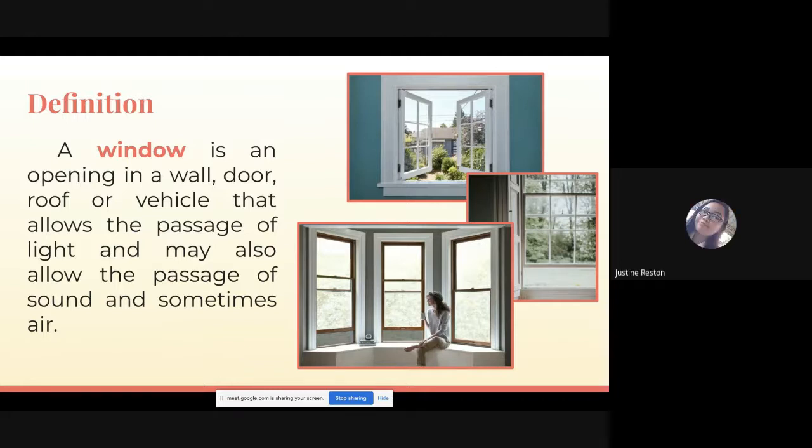Next, we'll be talking about windows. The definition of a window is that a window is an opening in a wall, door, roof, or vehicle that allows the passage of light and may also allow the passage of sound and sometimes air.